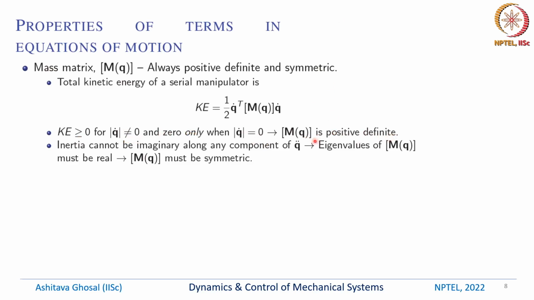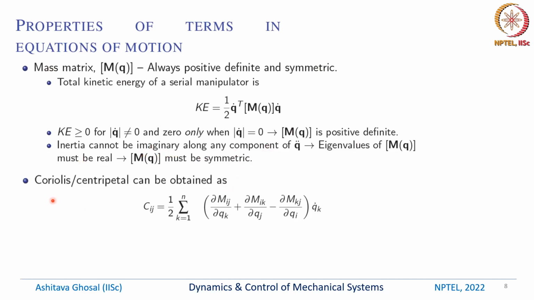Another way of looking at it is that inertia cannot be imaginary along any component of q double dot. So basically the eigenvalues of the mass matrix M(q) must be real, and M(q) must be symmetric. If it were not symmetric, then the eigenvalues could be imaginary, which doesn't make sense. It is also positive definite because the inertia can never be negative along any component of q double dot or any direction.